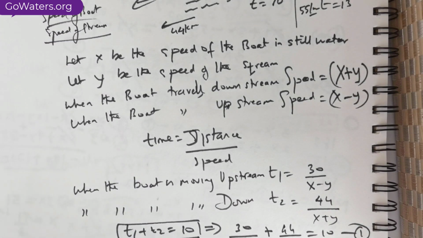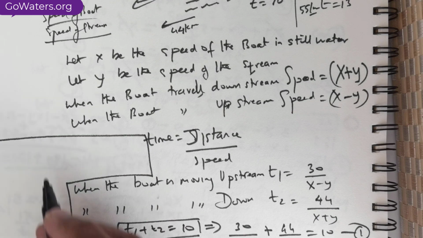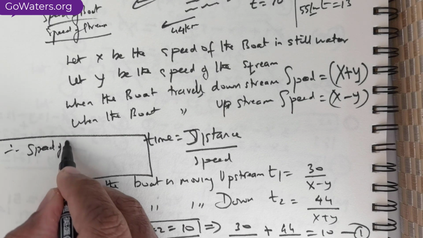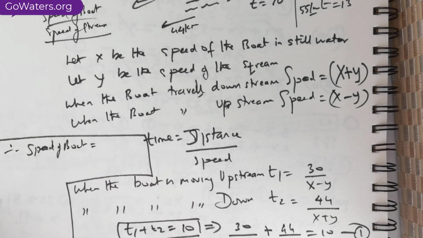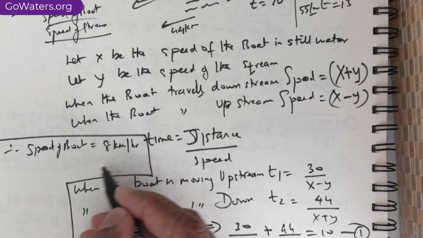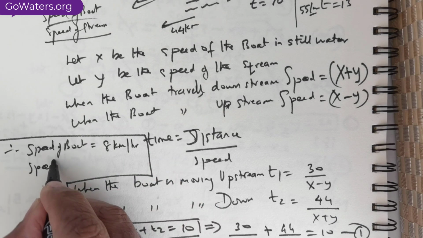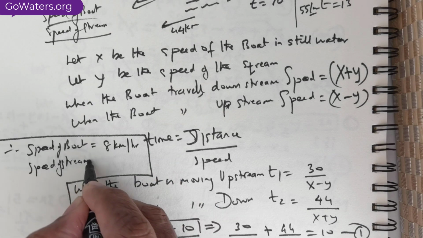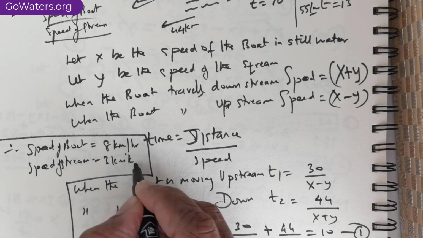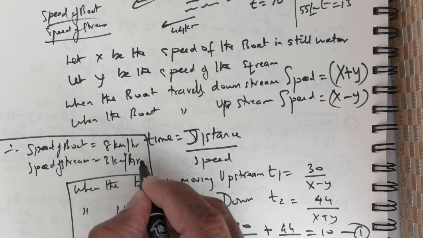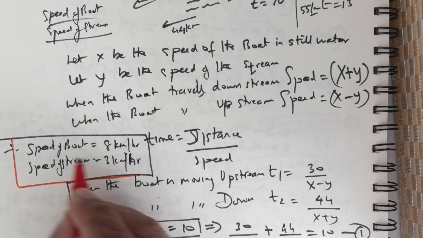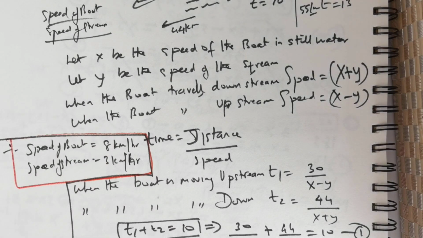So go back here, make the conclusion. Therefore speed of boat is equal to 8 kilometers per hour, then speed of stream is equal to 3 kilometers per hour. Okay, 3 kilometers per hour. So you will have to place it and box the result.